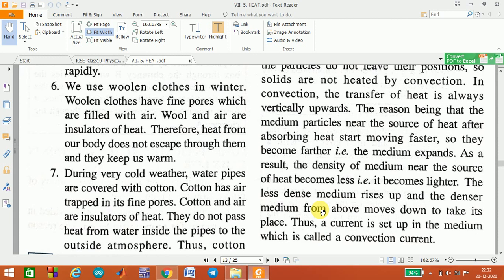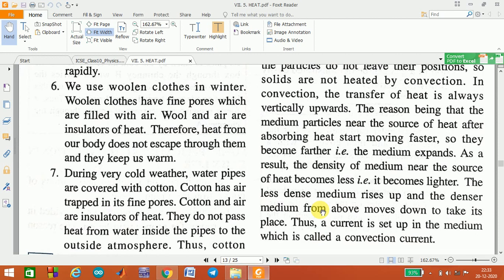That means while heating the bottom part of the liquid or gas, it will expand by gaining heat energy, and by gaining the energy, their density will also become less. So the less dense medium will move upward, rise up. That's why the denser medium from above will move down and take the bottom place. After that the bottom part will be heated up. So thus a current is set up in the medium, which is called convection current.